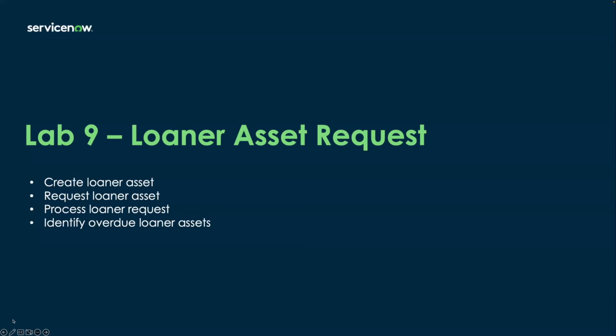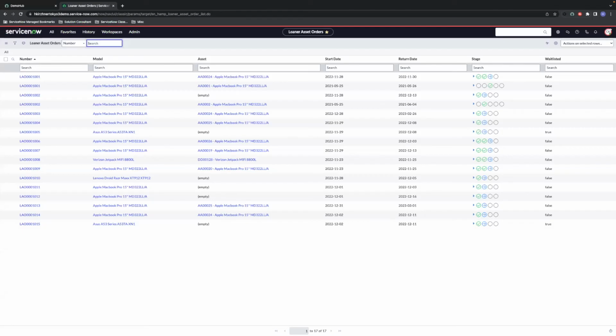So in this next lab, we're going to go over the steps of the loaner request. We're going to create a loaner asset, request that loaner asset, process that request, and then identify any overdue loaner assets. So like I mentioned, in this lab, we're going to create and request a loaner asset for temporary use by an employee. And then we can identify any overdue loaner assets that need to be returned.